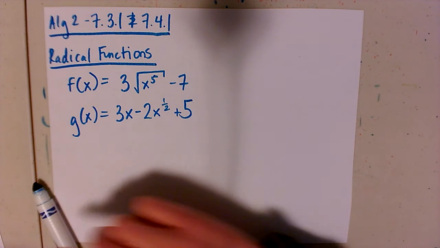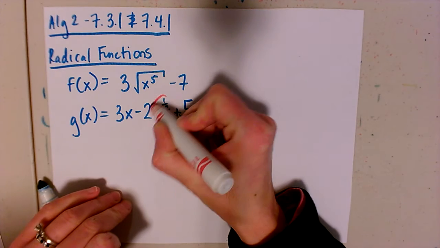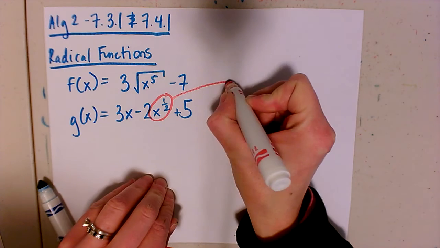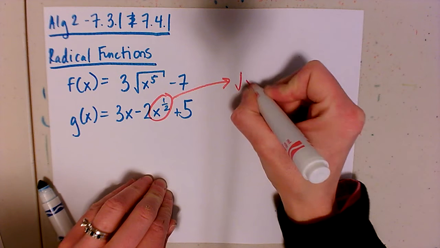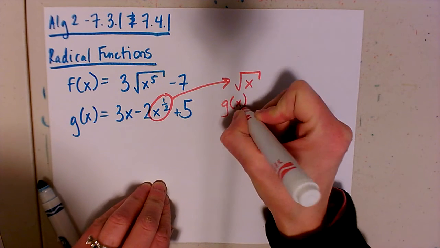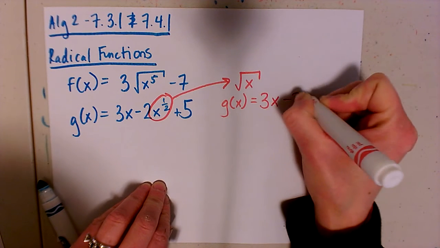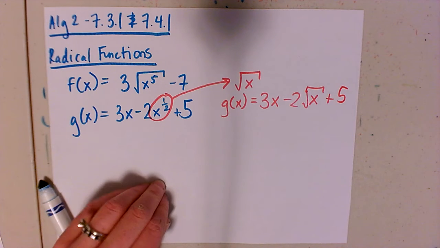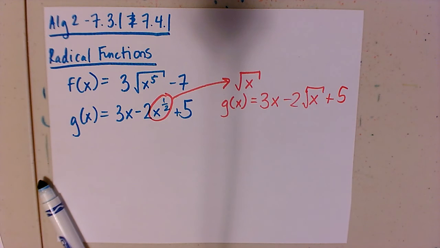What we have is this x to the 1/2. And that is a radical. It's just written in exponential form. This x to the 1/2 is the same thing as the square root of x. And so g of x, we could write this as 3x minus 2 root x plus 5. Okay? So things that have fractional exponents do count as radical functions, and we can use the same rules on them that we use on radical functions.